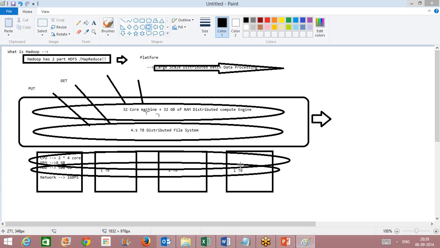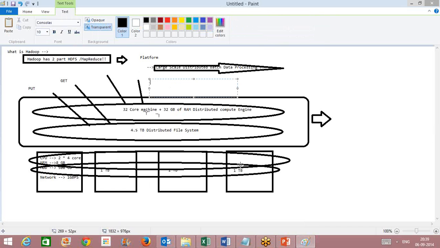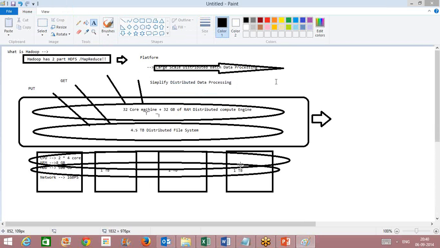So what is Hadoop trying to do? Hadoop is trying to simplify distributed data processing, and nothing else. The popularity of Hadoop is purely because of its simplicity. It gives such a simple interface that you just put the file in, you run the process, and it just cranks it.